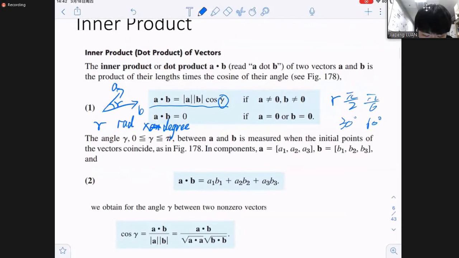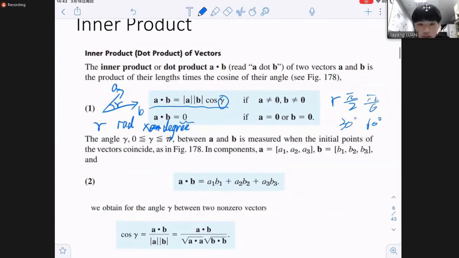And then if A or B is 0, then the dot product will give you a scalar 0. I think one thing you need to remember is that the dot product between two vectors A dot B is a scalar.